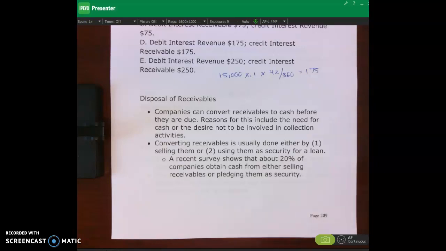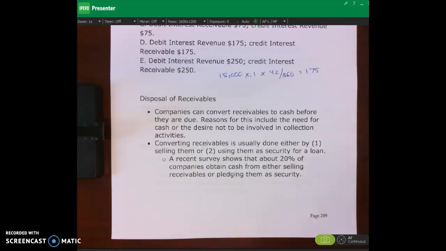Hello and welcome. This lecture video starts on page 209, and it covers disposal of receivables and also our accounts receivable turnover ratio. Okay, so let's talk about disposal of receivables right over here.